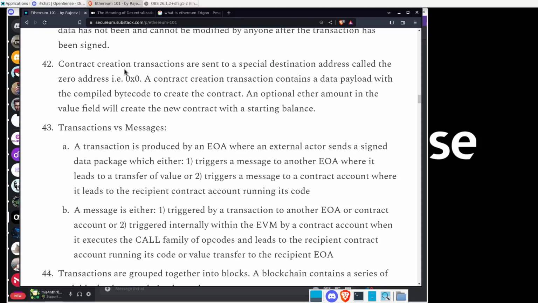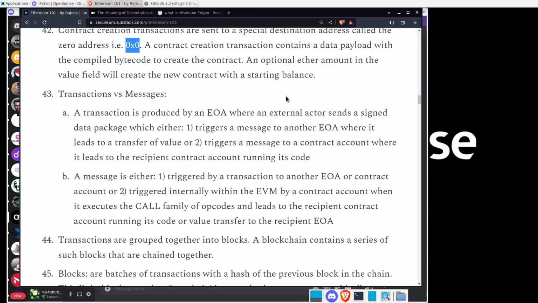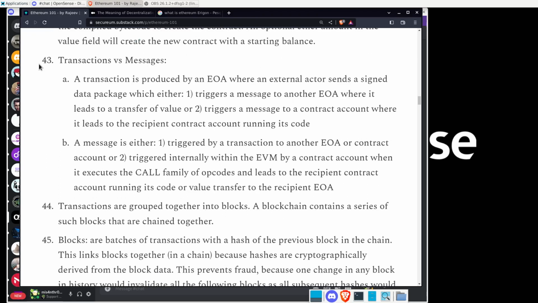Contract creation. Contract creation transactions are sent to a special destination address called the zero address. A contract creation contains a data payload which is the compiled bytecode to create the contract. An optional ether amount in the value field will create the new contract with a starting balance. So you can send some ether with the contract creation, as long as you make the constructor payable or have a payable fallback function. I don't know if that works too.